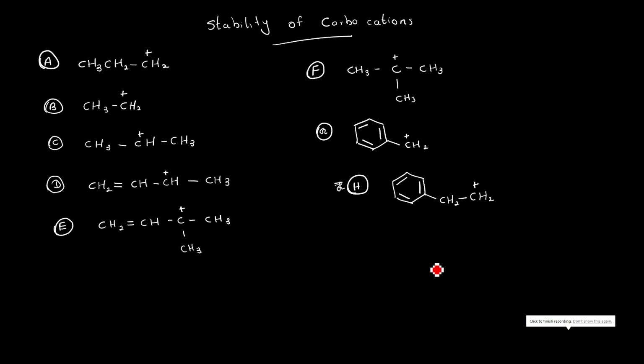In this video, we're going to talk about the stability of carbocations. Specifically, we are going to talk about hydrocarbons and benzene ring structures. We are not going to talk about the amines and their derivatives. We are going to do a separate video about it. First, let's look at these structures.